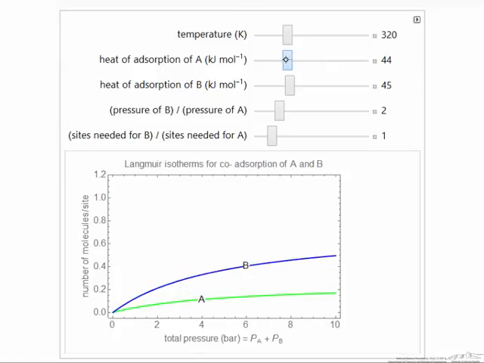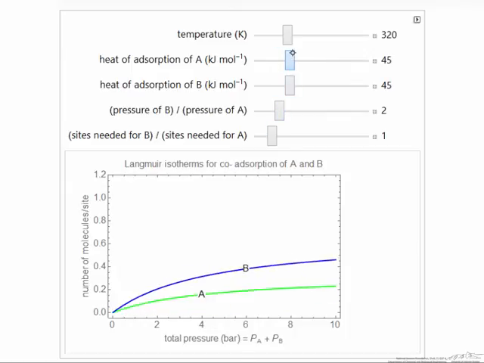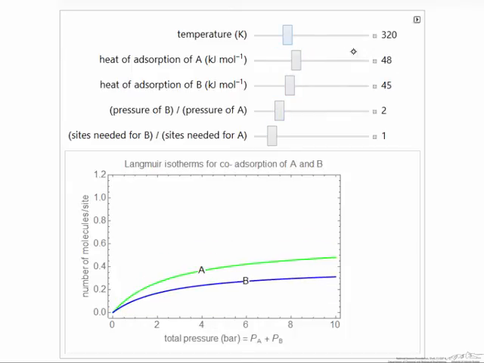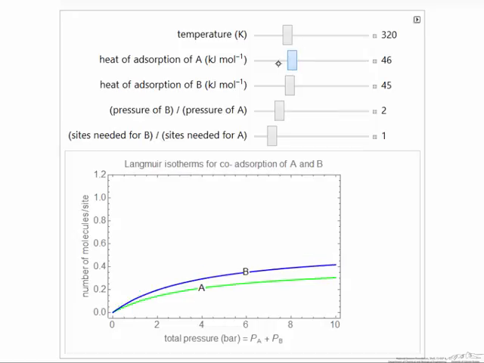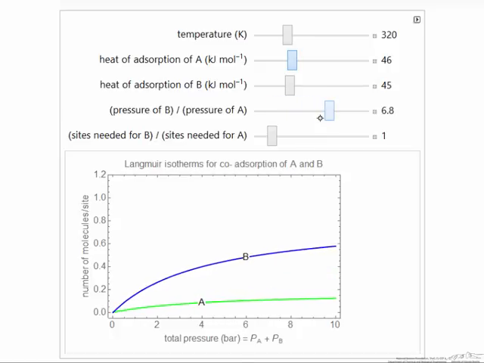Likewise, if I lower the heat of adsorption below that of B, then I have the reverse: now only a 6 kilojoule per mole difference, and we have almost exclusively B. Now the pressure of B is higher. If I go to where the heats of adsorption are about the same, and then I increase the pressure of B, well then the amount of B adsorbed increases, and the amount of A decreases.